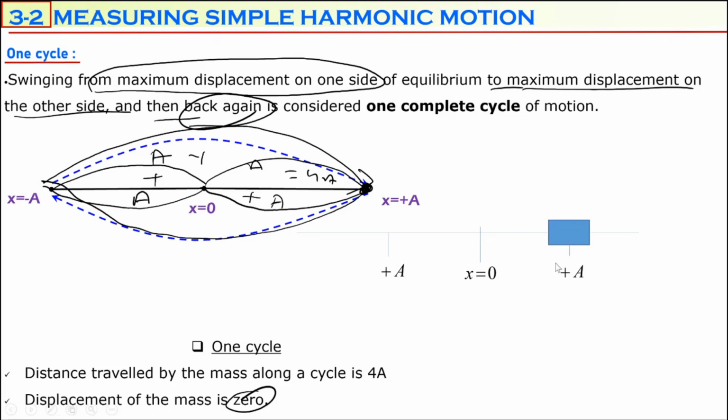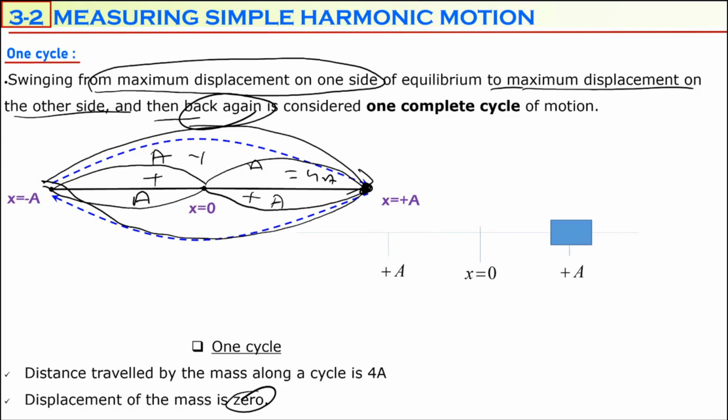Here you are going to see an animation I prepared. This object will start from positive A, go to negative A, and back again to positive A. This is one complete cycle, from positive A to negative A and back again to positive A. Distance traveled during one complete cycle is 4 times the amplitude, but net displacement is 0.